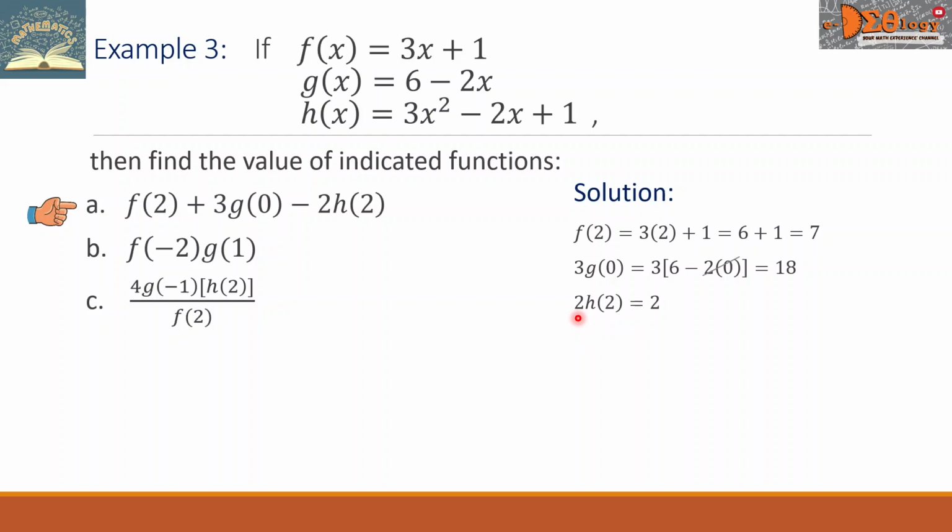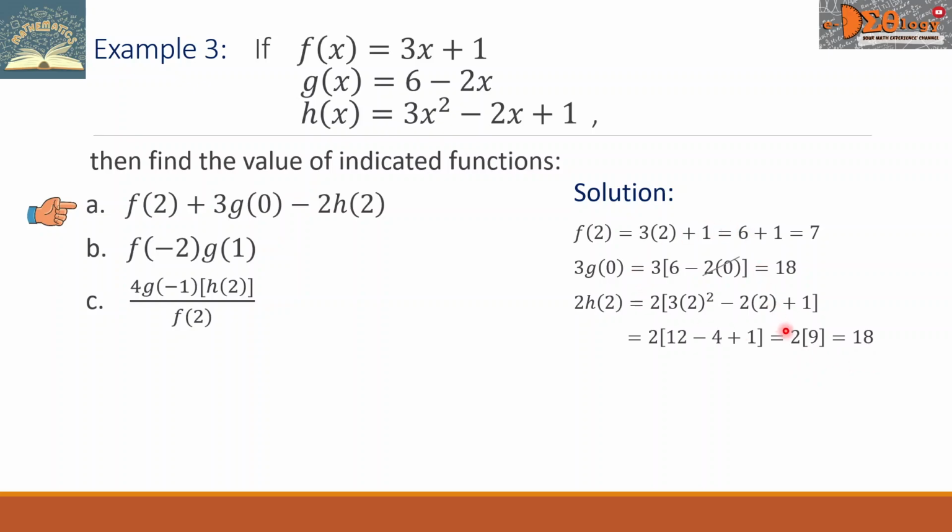Then we have 2 times h of 2. First we copy the constant 2. Then we evaluate h of 2. Our h of x is here. Then we substitute 2 to the x. So we have 3 times 2 squared minus 2 times 2, then plus 1. 2 squared is 4 times 3 is 12, minus 2 times 2 is 4. Then we copy plus 1. We simplify the numbers inside the grouping symbol. We have 9. That is 12 minus 4 plus 1. And then times 2. So we have 18.